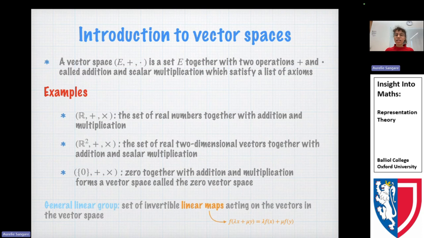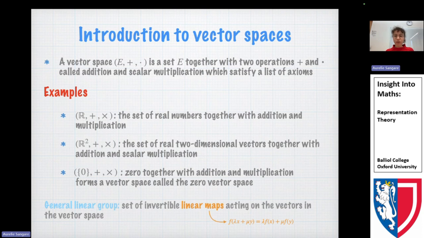And what that equation says is that if you take two vectors x and y in your vector space, so if you consider the vector space of the real numbers, x and y would be real numbers. If you consider the vector space of the plane, x and y would be two-dimensional real vectors. And if you consider the zero vector space, then you have no choice but to choose x is equal to y is equal to 0.